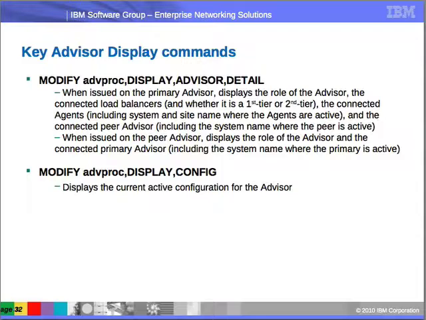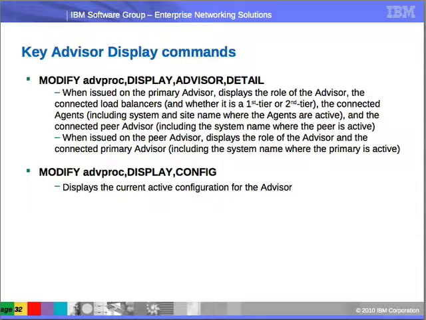Going on to slide 33, what I wanted to talk about here was a couple of key display commands and a couple of key modify commands against the advisor. All of this display information is also passed through to NetView through our NMI, where NetView can pictorially graph all this information on their Tivoli Enterprise Portal. But you can also get all this information via the displays. The first one is the advisor detail command. It shows all the agents and all the load balancers that are connected to this advisor. The display config tells you the current active configuration for the advisor.